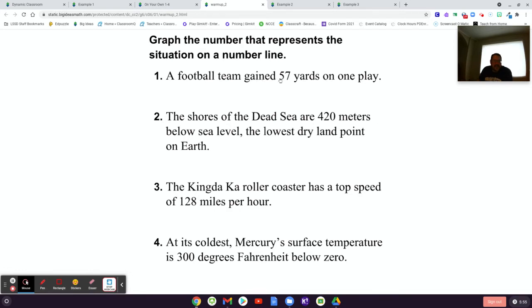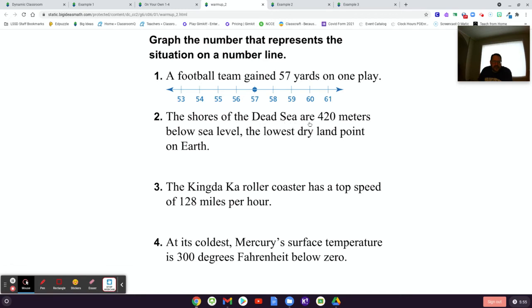So if a football team gains 57 yards, that's going to be a positive 57. Now, the way you're going to graph that on a number line is, if you want to put the 0, you can and just go by tens, that's fine. Or you can just ignore 0 and start like they did here on 53. And then 57 would be smack dab here in the middle of this number line.